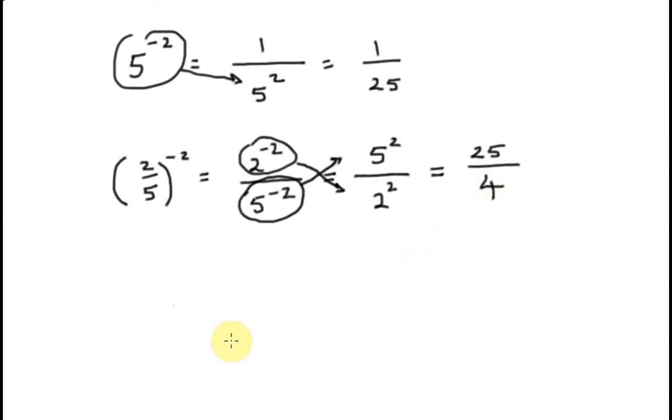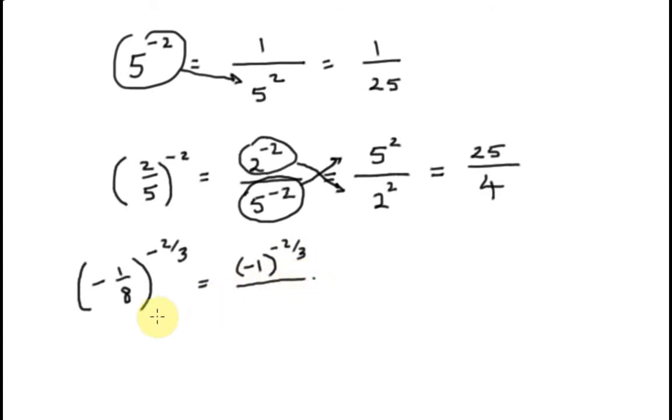So I'm going to try one more. This is the most complicated one. We're going to work our way through this one very carefully. I have negative 1/8, and I'm raising that to the negative 2/3. So this is a pretty complicated mess. Here's what I'm going to do. I'm going to take the top number and think of it as negative 1, and that is raised to the negative 2/3. And we take the bottom number, which is 8, and that is also raised to the negative 2/3.